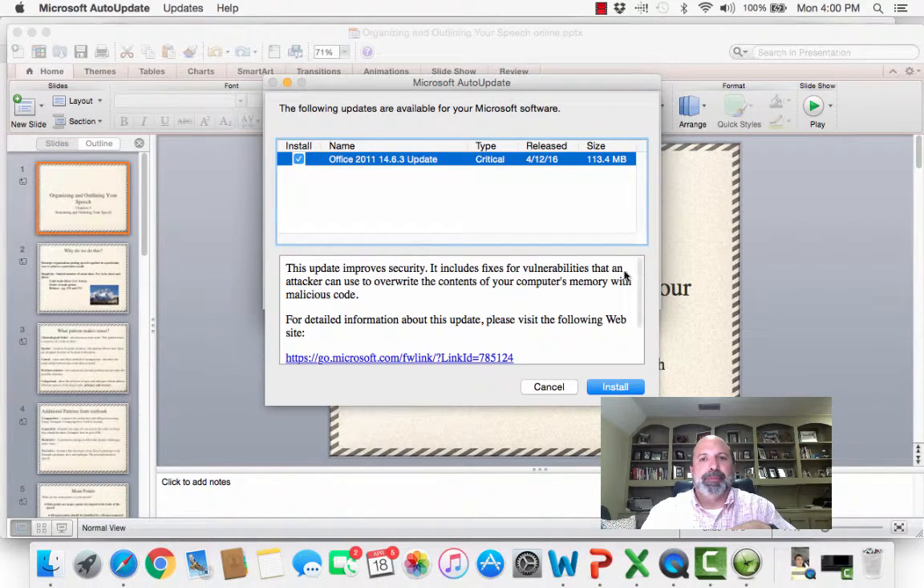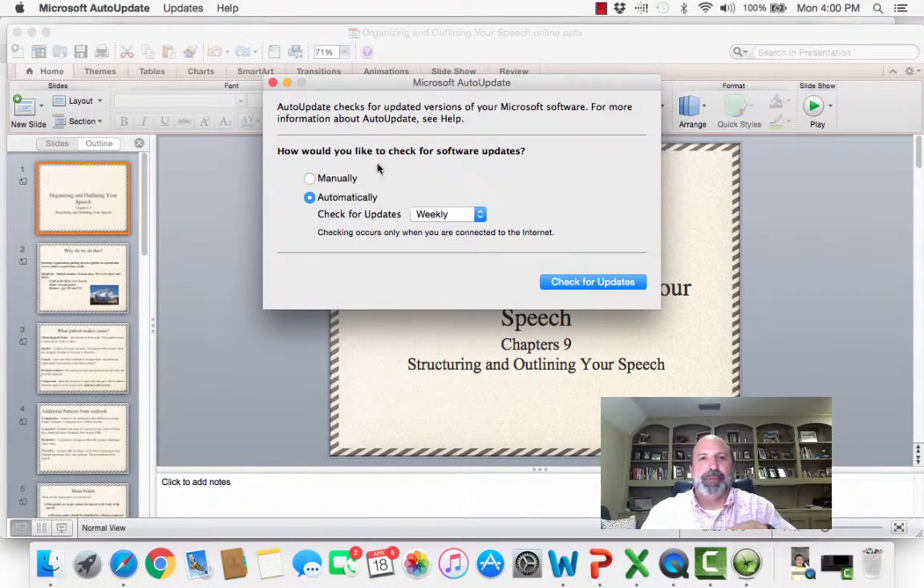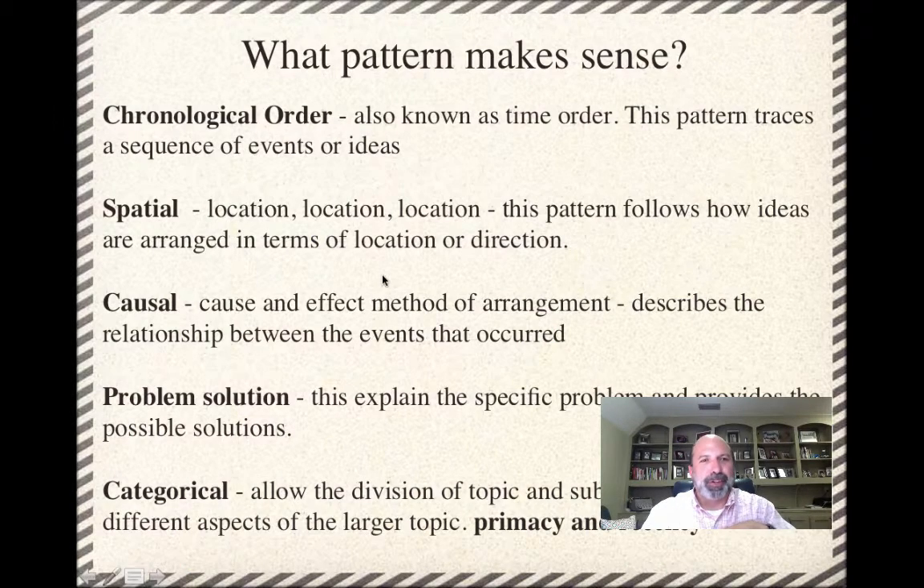That's an update, and we're just going to hit cancel. That was perfect that it happened right in the middle of this lecture.